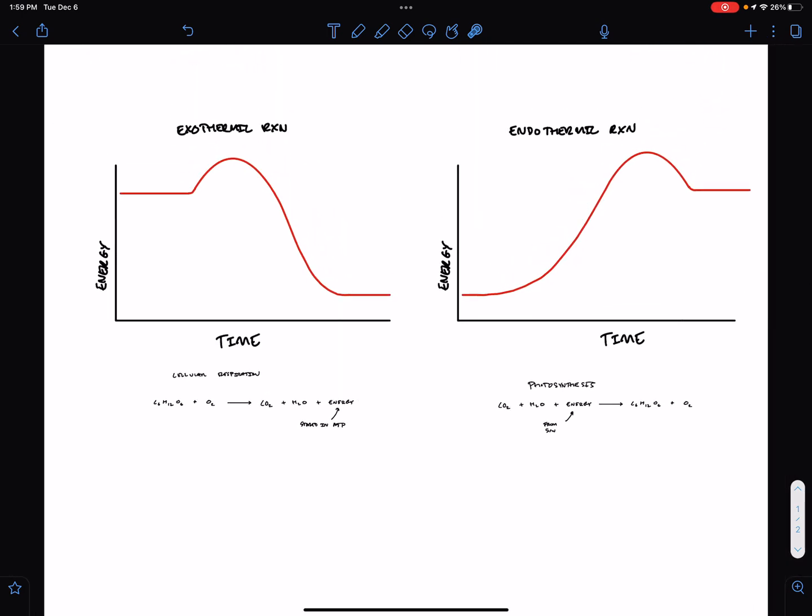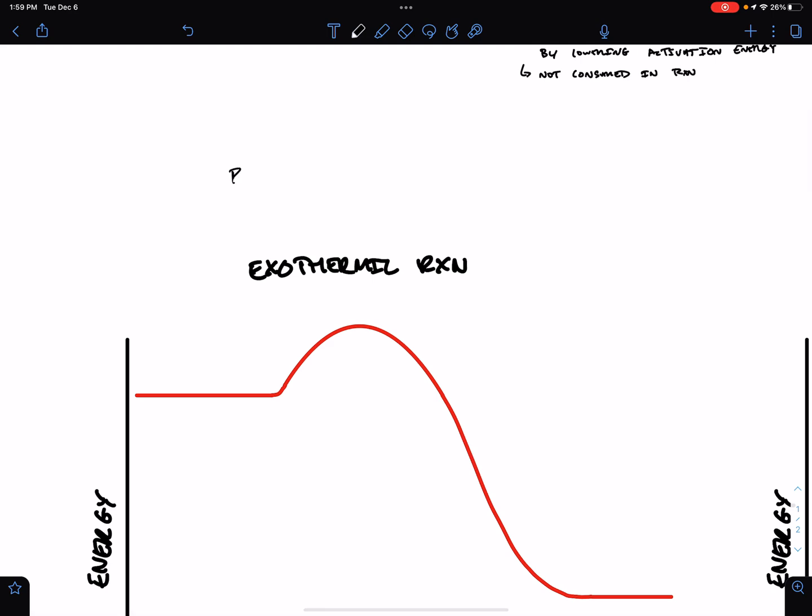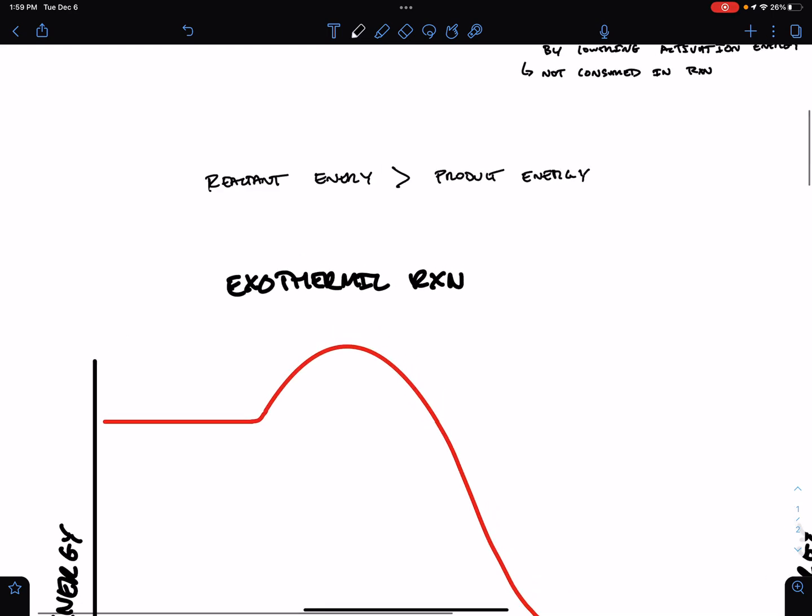Okay, in an energy coordinate diagram, there are two different broad types of reactions: exothermic reactions and endothermic reactions. An example of an exothermic reaction would be cellular respiration, and it's when the energy of the reactants is greater than the energy of the products. So in this reaction, energy is released.